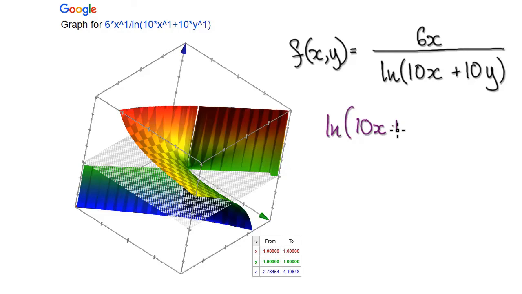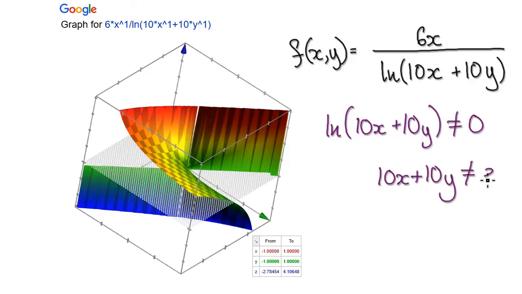Hang on, let me think. The denominator cannot be 0. What does this mean? Well, let's exponentiate both sides with base e. So that will then be this: 10x plus 10y cannot be e to the power 0.